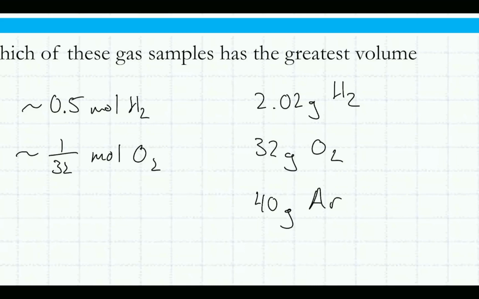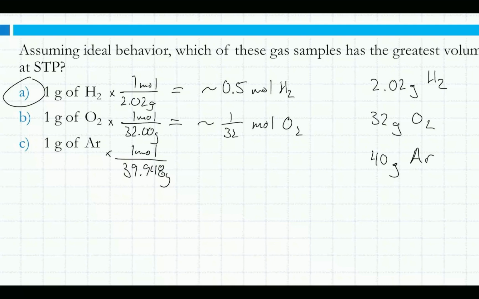Now, technically, I wrote 40 for argon, and argon's molar mass is a little bit less, so 40 is a little bit more than 1 mole. I wouldn't write it that way on a test, it's just writing it, rather than write out the whole number. But yeah, so it depends on the mass. If you've got the same mass of every gas, you need to know how many moles. Yes, more moles does always equal greater volume at the same temperature and pressure.